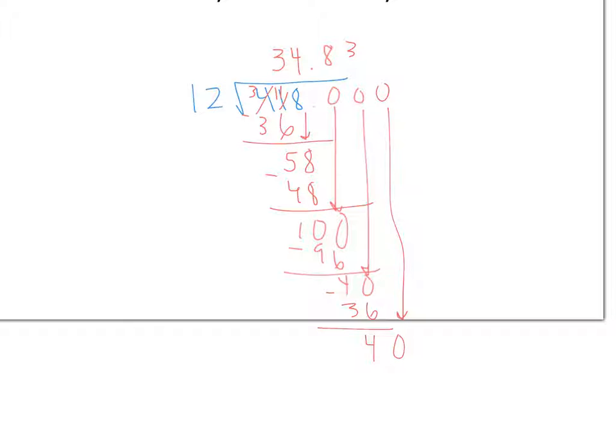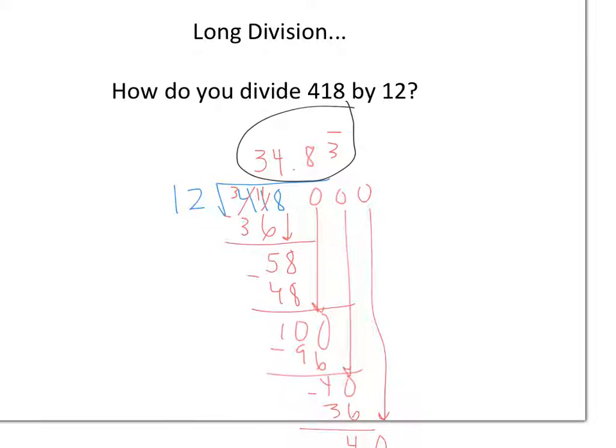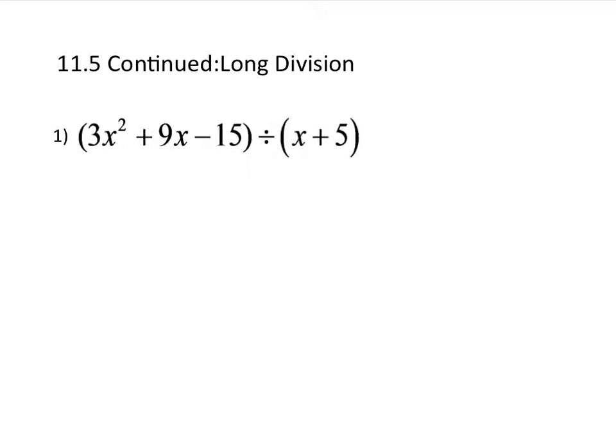repeat. So therefore I can put a bar above the 3 for bar notation. So 418 divided by 12 is 34.83 repeating. So again, just a little reminder on long division. Now that reminder of long division will help us because we are going to use long division here with polynomials.